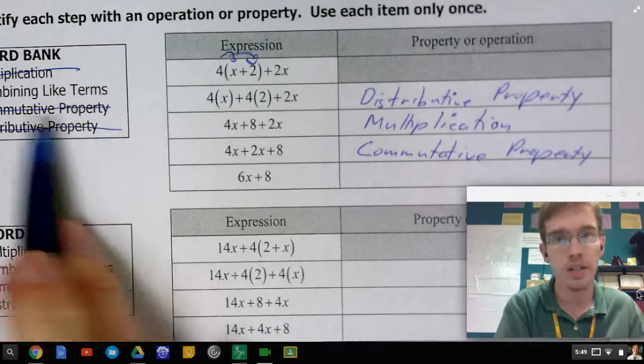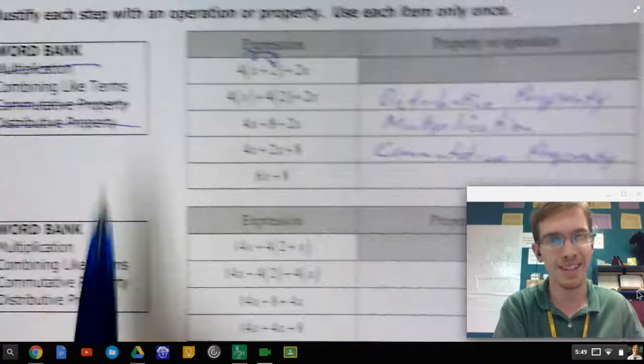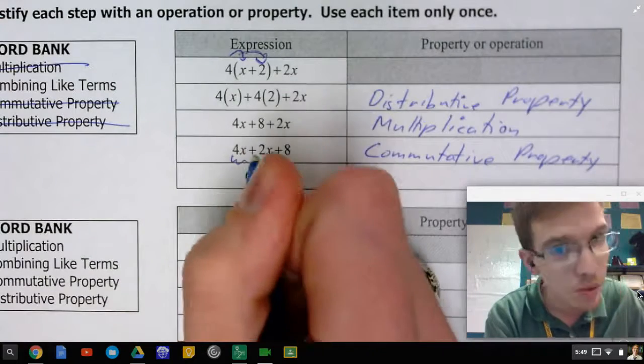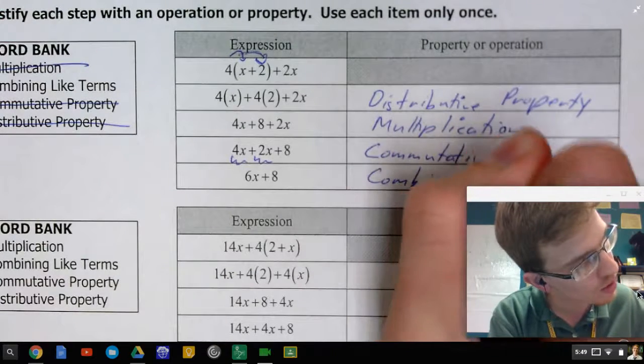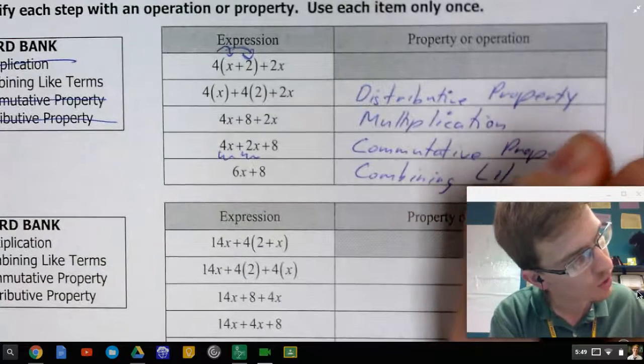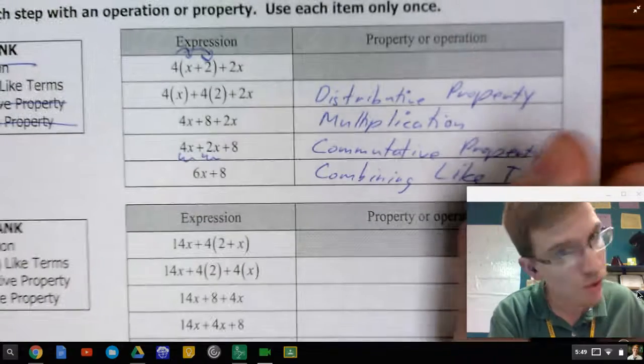Okay, and last, we have this last thing over here, combining like terms. 4x plus 4x gives us 8x. So combining like terms.